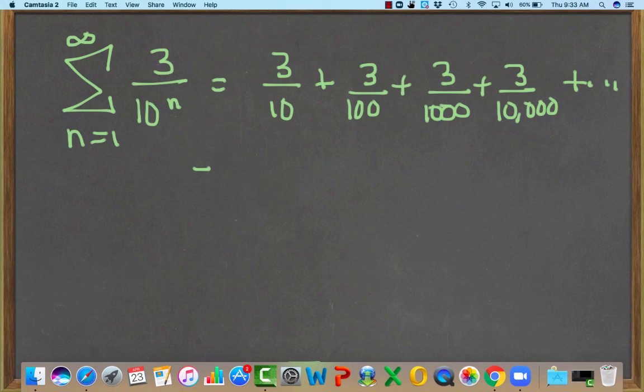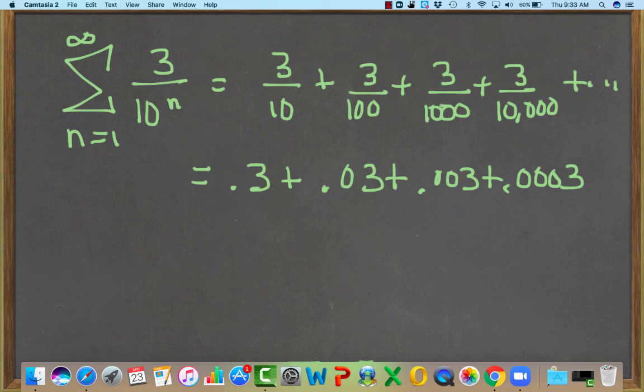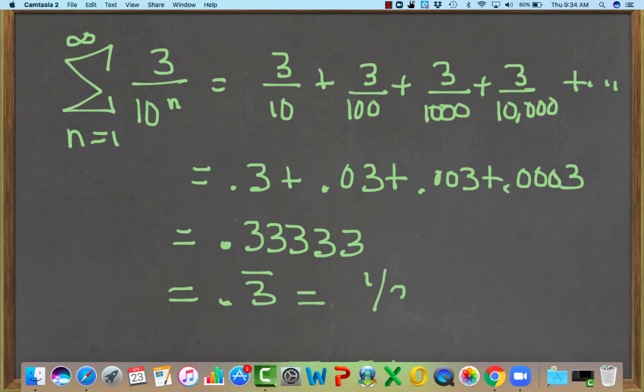Let's change these to decimals and see what happens. Well, 3 over 10 is 0.3. 3 over 100 is 0.03. 3 over 1,000 is 0.003. We can start to see that if we add this up, look what happens. We get 0.3, 3, 3, 3, and every time I add on another term, I'm going to add a 3 here. Well, that is 0.3 repeating, which is 1/3. So the sum of that infinite series is actually going to give me a number, not infinity this time, but actually gives me 1/3.